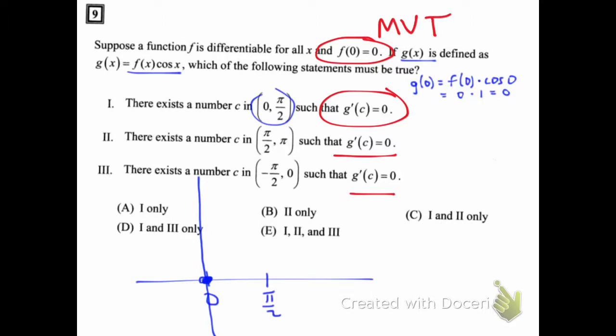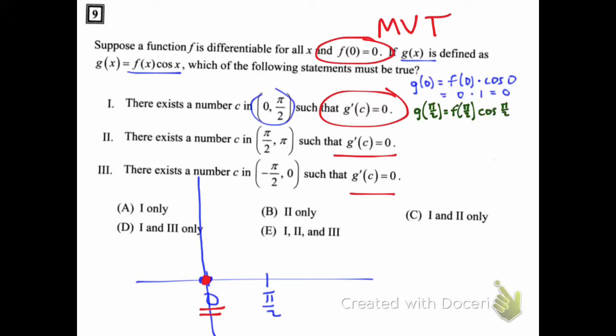So what we're going to do now is put points on the graph here that represent values of g at certain values of x. So g of 0 is 0, maybe I'll do that in red. Then we want to figure out what g of pi over 2 is, so let's do that as well in a different color. g of pi over 2 is f at pi over 2, multiplied by cosine of pi over 2.